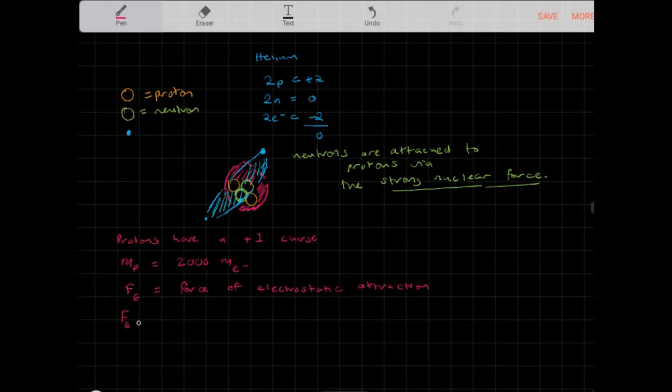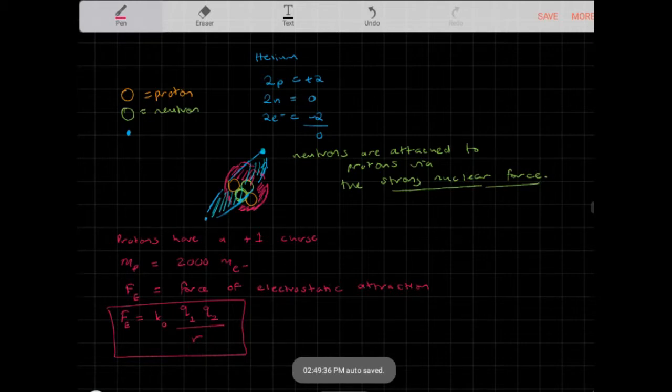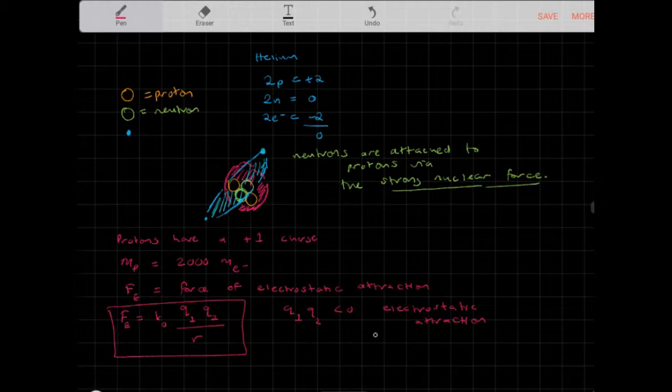There is an equation for the force of electrostatic attraction, right? And that's associated with Coulomb's constant, the charge of the first particle times the charge of the second particle over r, the separation distance. We're not going to look at this equation per se, but we need to understand a few things, right? So if Q1 times Q2, and Q1 and Q2 are the charges, is less than 0, then we have electrostatic attraction. Okay, so electrostatic attraction is associated with a negative Fe value, because Fe is going to be less than 0. If Q1 and Q2 are greater than 0, we have electrostatic repulsion.